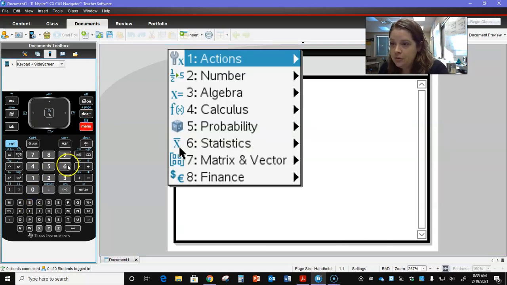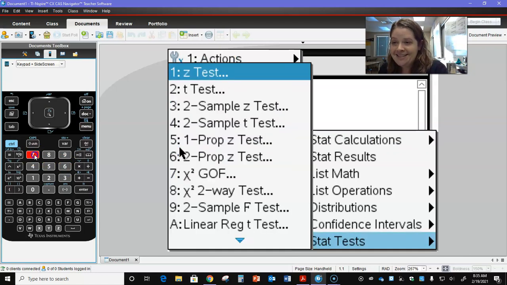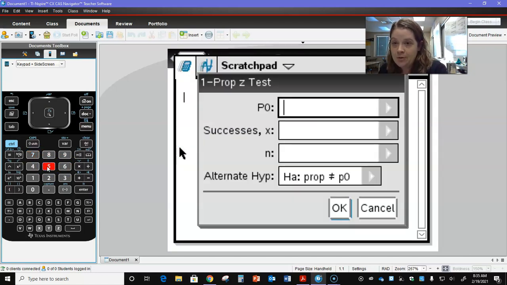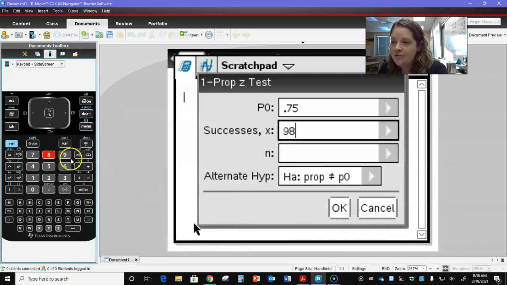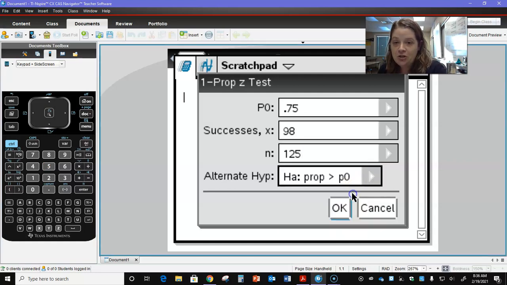I'm going to go menu, statistics, and stat tests. And again, I want the one sample Z test for proportion, which is number 5. We had 75, and the number of successes was 98, yes. And then 125. And again, this is going to default down here to not equal to. We want to change it to greater than.